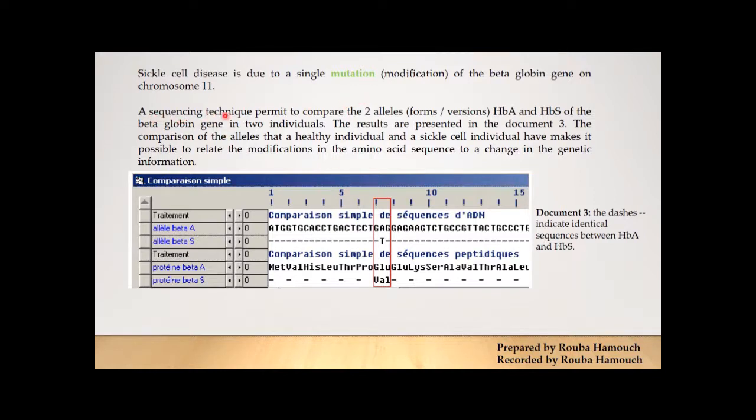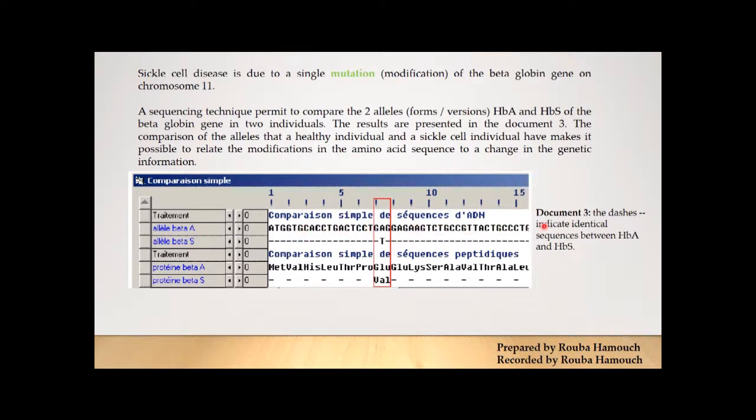By a sequencing technique, we arrive to compare the two alleles, or versions, of the hemoglobin gene, or the beta globin gene. These two alleles are the HbA, which is the normal allele, beta A, which is the normal allele.